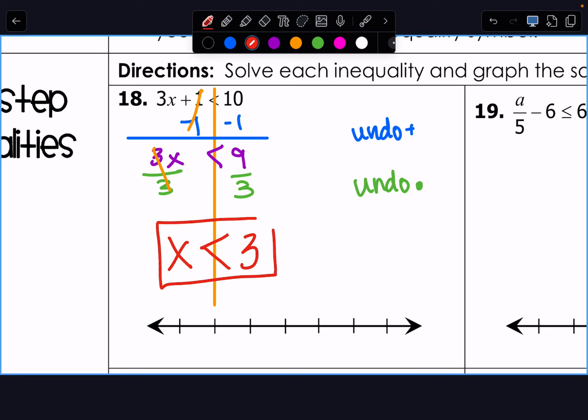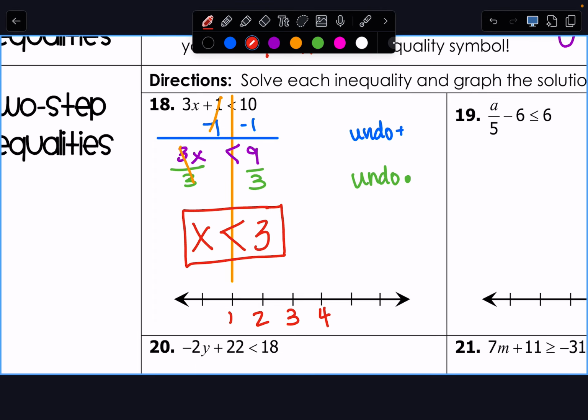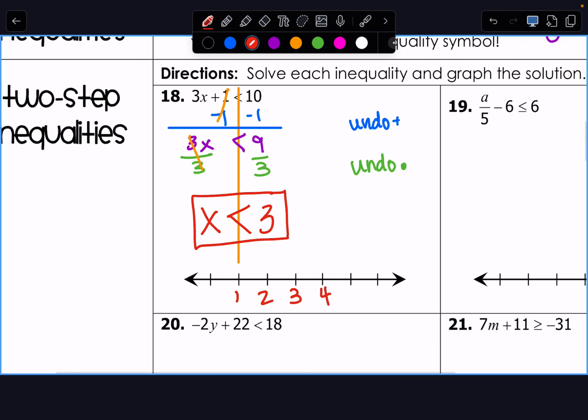Does that feel like crazy new? No. I don't think so either. We did this many times. So I'm going to write 1, 2, 3, 4. What are we going to put at 3? An open circle. To the left.